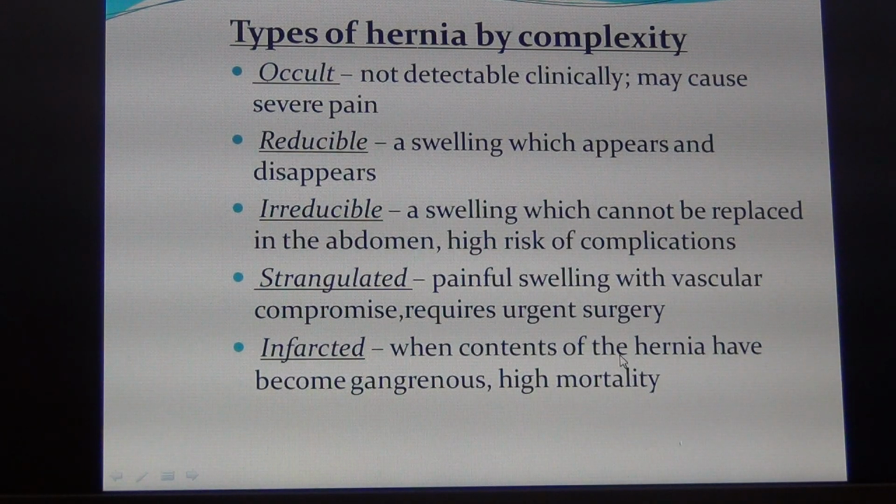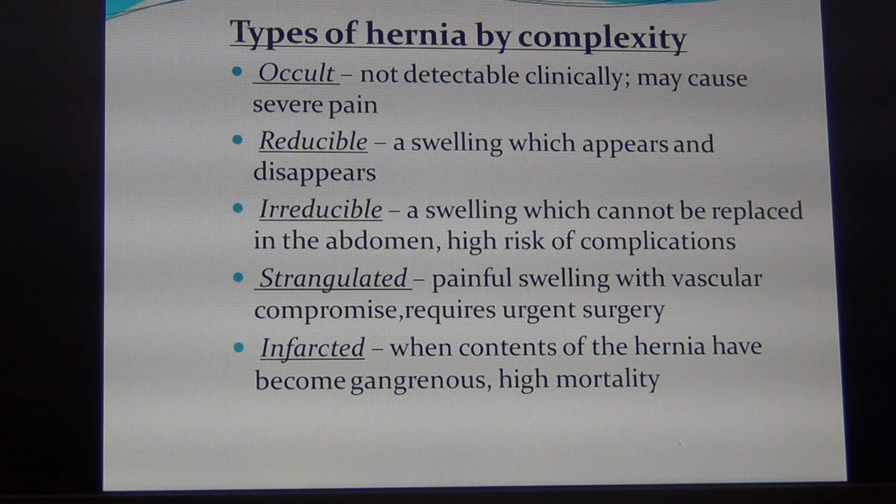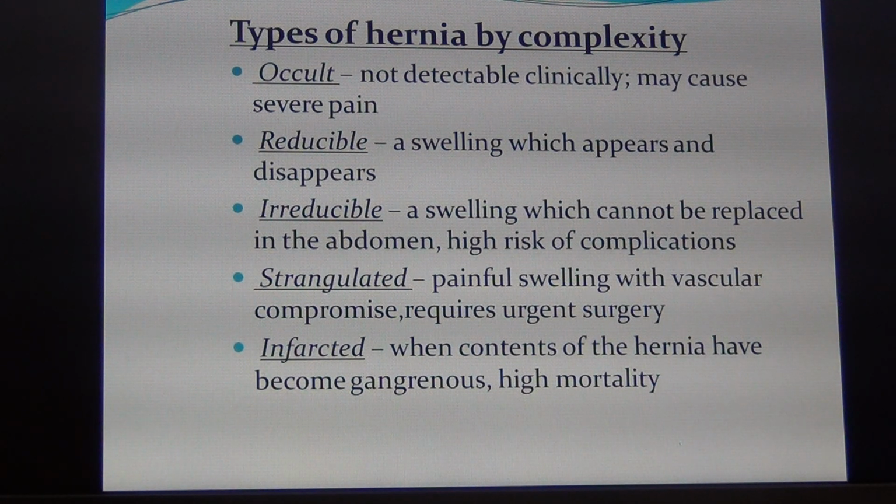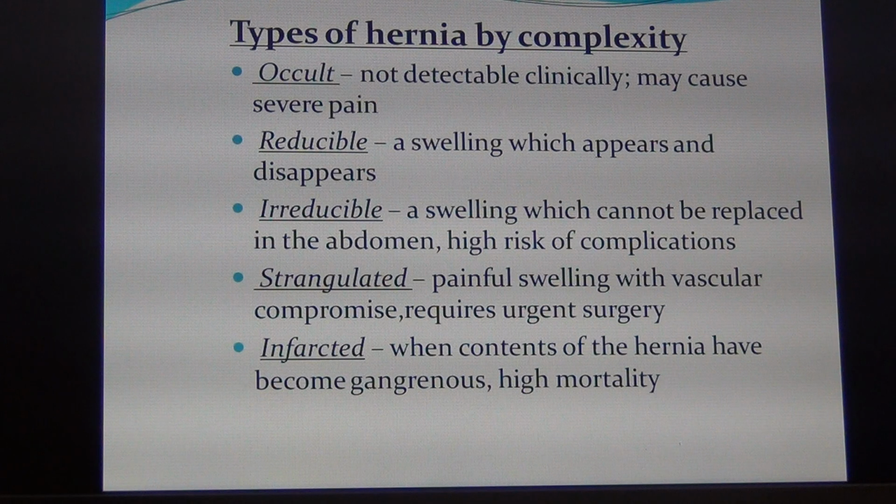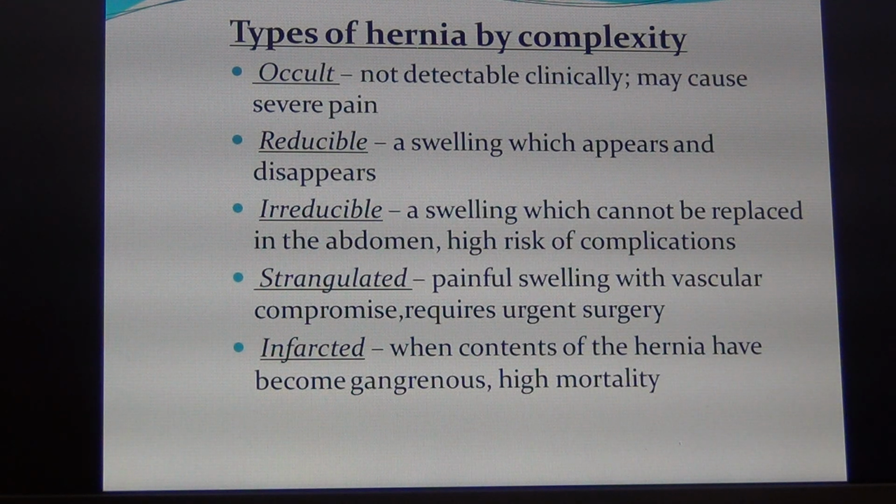Types of hernia. We have different classification modes to classify hernias. We have hernia by complexity, how complex the hernia is. Occult hernia is not detectable clinically and may cause severe pain. When you examine the patient clinically, he has no hernia, but only severe pain, because the hernia may be between the muscle layers, and one example is the Spigelian hernia. Reducible hernia appears and disappears. Irreducible hernia is a swelling which cannot be replaced.